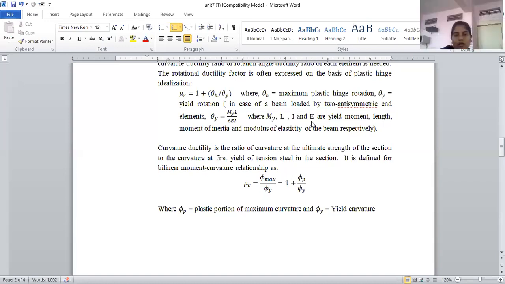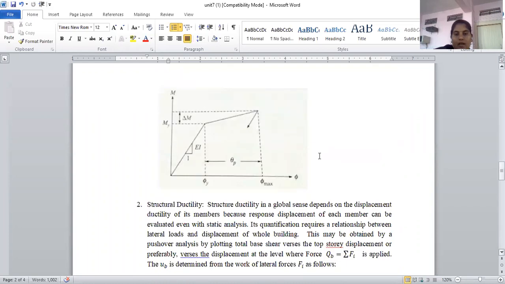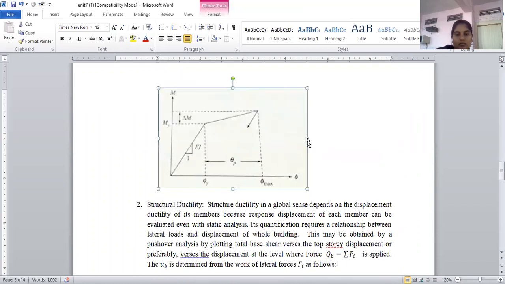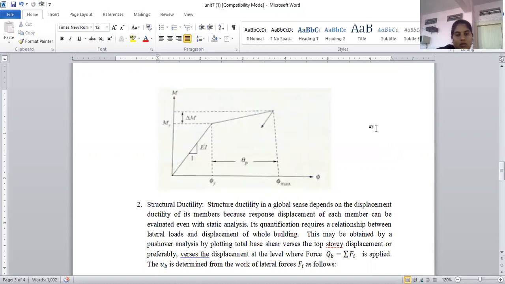I hope you have clear this about the curvature ductility, and that is the relation over here. It is the ratio of curvature at ultimate strength of the section to the curvature at first yield of the tension steel section. Okay, so it is a bilinear moment curvature relation. Draw this diagram. I will wait for 2 minutes.